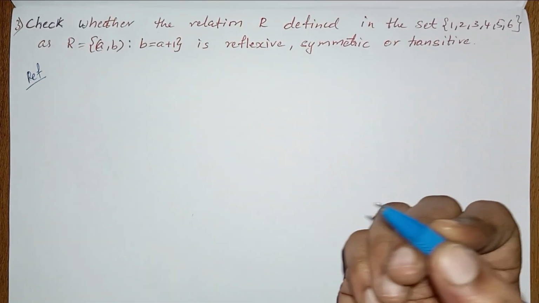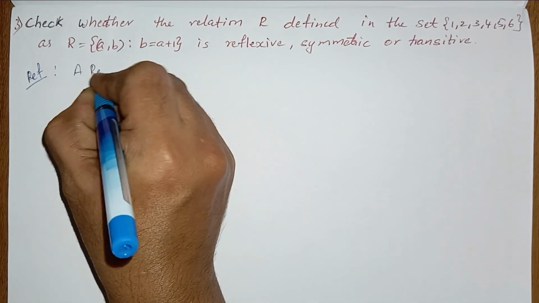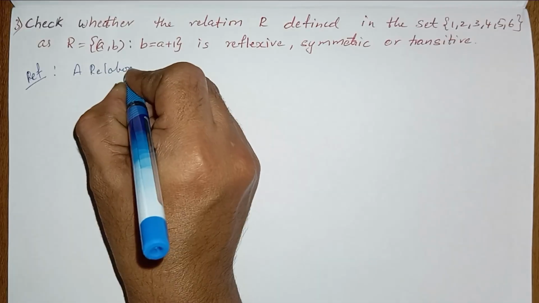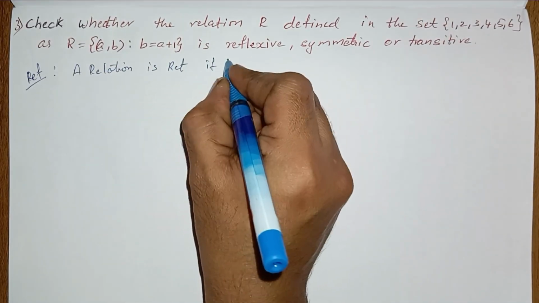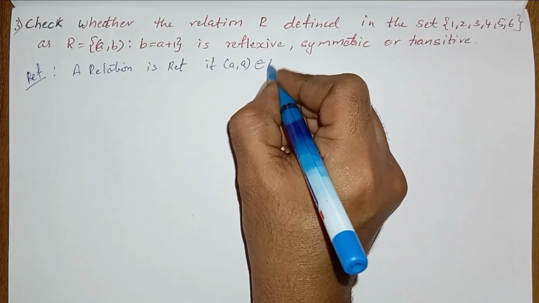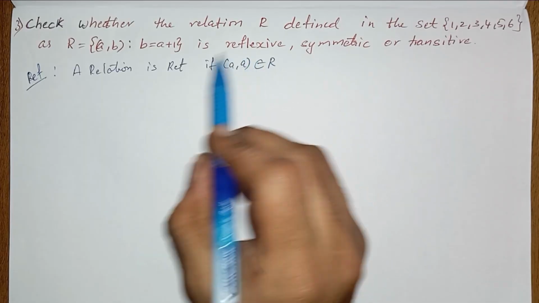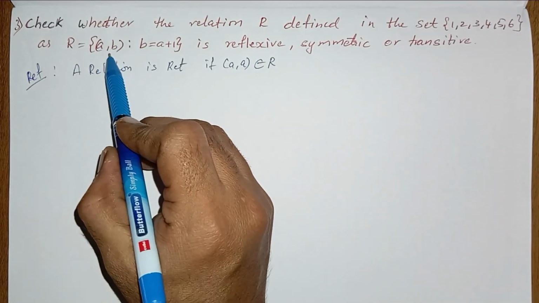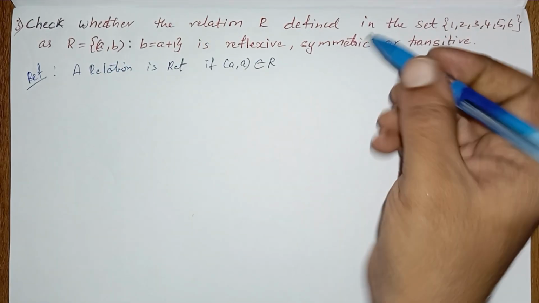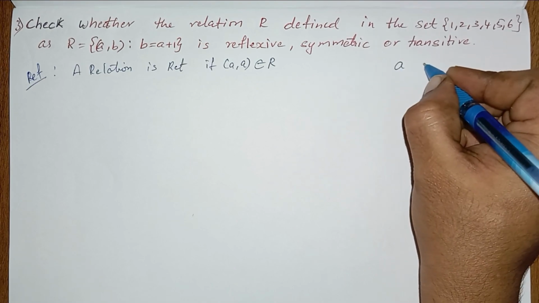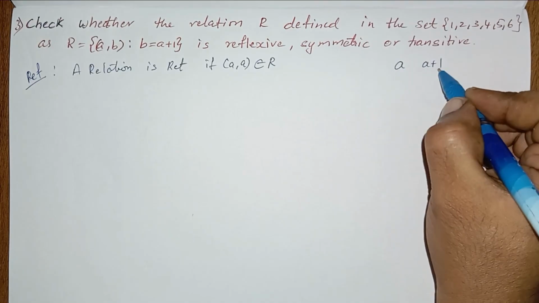So we have to check for the reflexive. As we know, a relation is reflexive if A comma A belongs to R. So here all A comma A should belong to R. Here they have given us A comma B, so even for B we have to take the value of A. So if we take, for example, A and A plus 1, we have to check that A and A plus 1 should be equal.